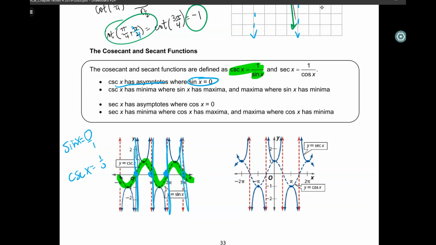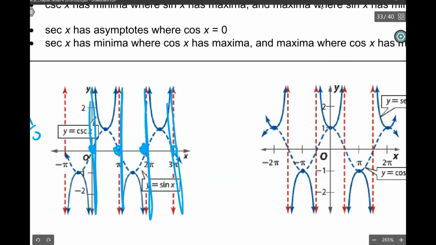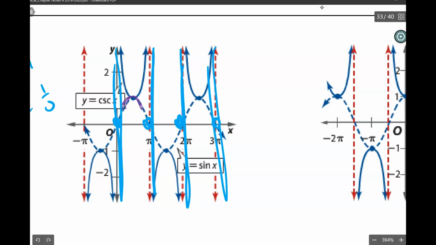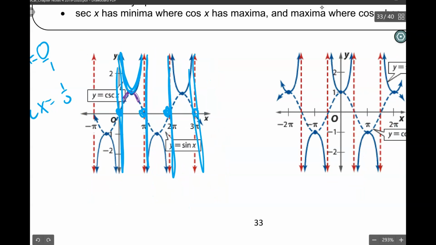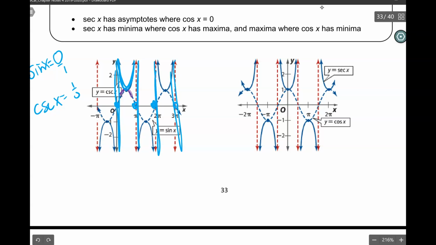Cosecant has minimum where sine has maxima. Okay, so what this means is, check it out. Right here, sine is at a maximum of 1. But if I take the reciprocal, this is the minimum for cosecant. So the way I tell people to do this is they graph sine or cosine, and then, based on that graph, anywhere sine had a 0, make that a vertical asymptote. Anywhere sine has a 1 or a -1, that's where you flip it.